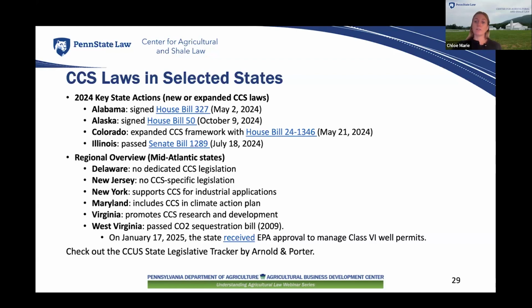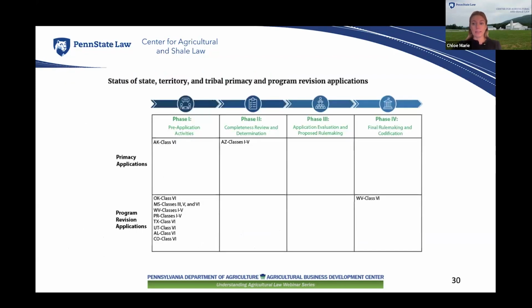West Virginia, however, has taken significant steps. The state passed a carbon dioxide sequestration bill back in 2009 and recently hit a major milestone. On January 17, 2025, it received EPA approval to oversee and manage permits for Class 6 wells, which is an essential step for advancing CCS projects. Additionally, if you look at the slide here showing states with current primacy applications for the UIC well program, you can see Colorado and Alabama also actively working on securing this authority.